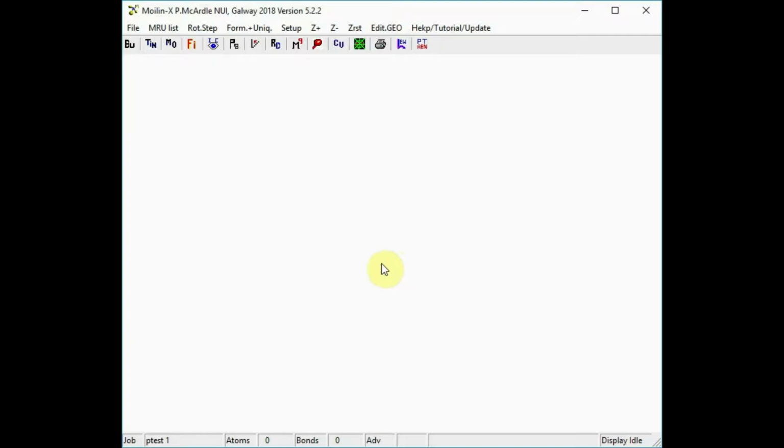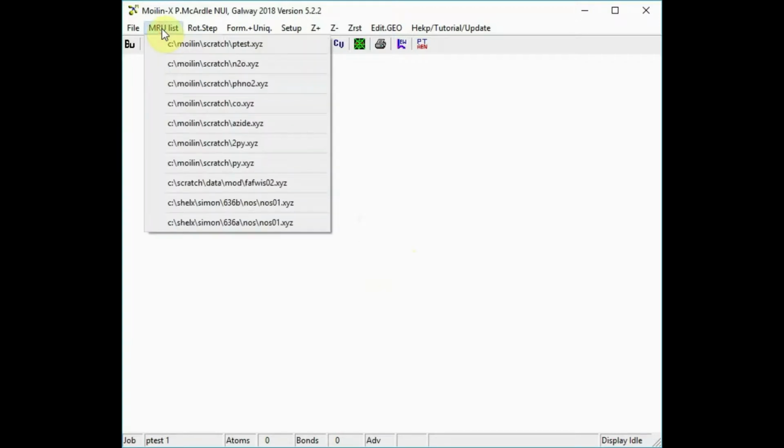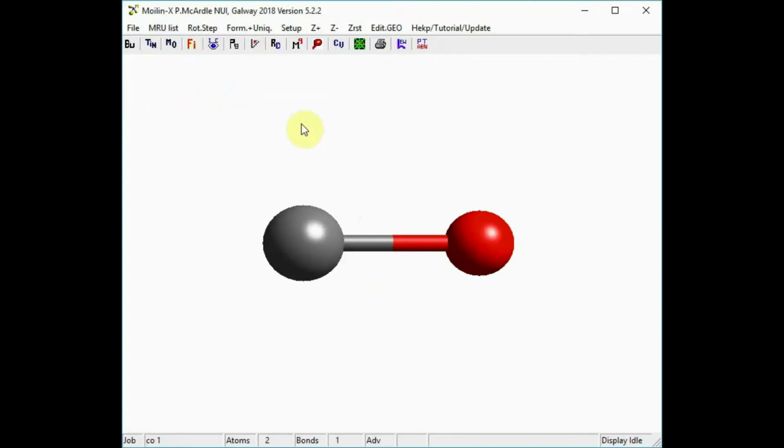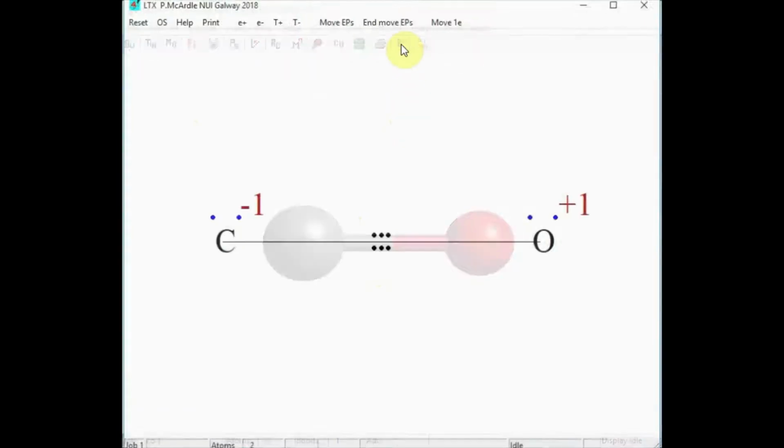In this video, I'll show you how to draw Lewis structures of molecules loaded into the program Molin. If we start with a very simple example, carbon monoxide. Carbon monoxide contains one carbon atom and one oxygen atom. To get its Lewis structure, once it's loaded into the program, you just press this button here.